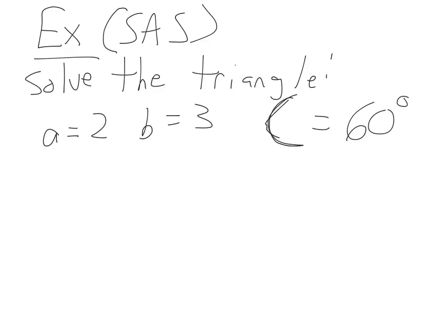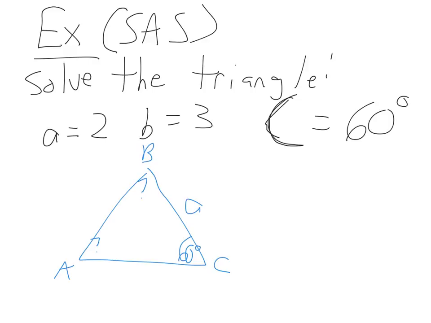Remember, whenever we say solve the triangle, we're looking for the parts of the triangle we don't have. So, if you can't see off the top of your head what we don't have, we don't have angle A or angle B. We do have angle C, which is 60 degrees. We have the length of side A, which is 2, and the length of side B, which is 3. So we need angle A, angle B, and then side C.